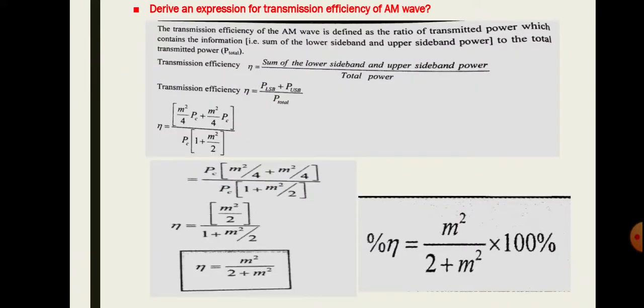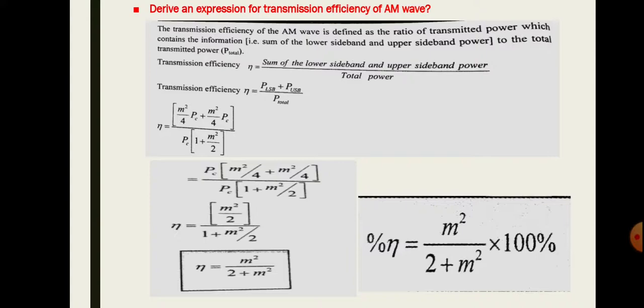Next, we can find the expression for the efficiency or transmission efficiency of an AM wave. So first we have to define what is transmission efficiency. Transmission efficiency of an AM wave is defined as the ratio of the useful transmitted power to the total transmitted power. Here you know that AM wave has got three components, that is carrier signal, upper sideband signal and lower sideband signal, and in this upper and lower sideband contains the information.